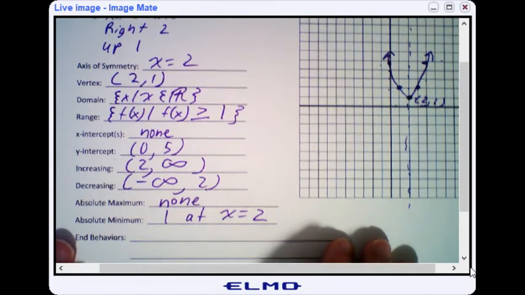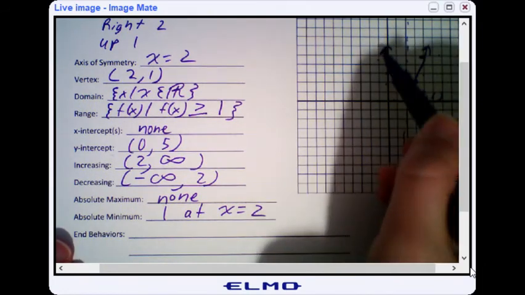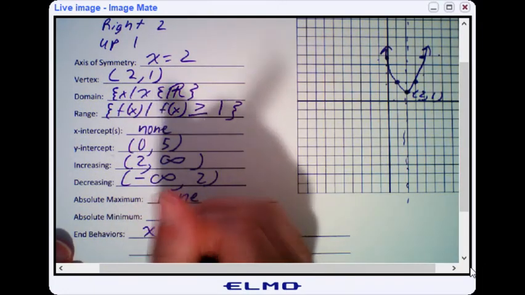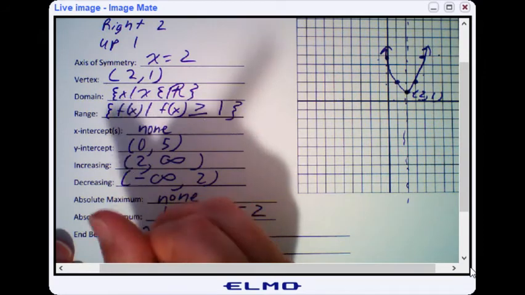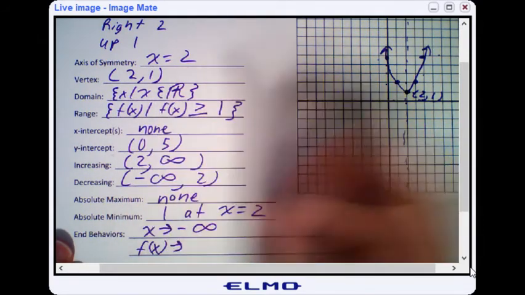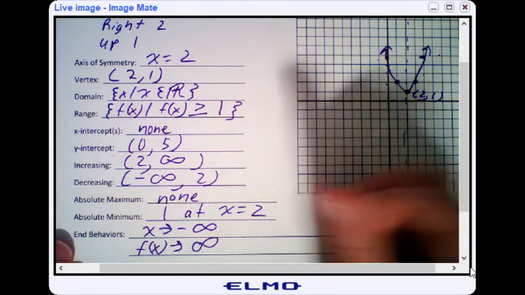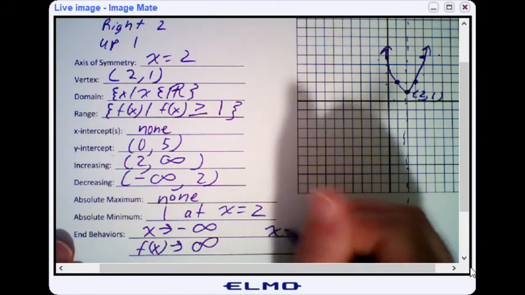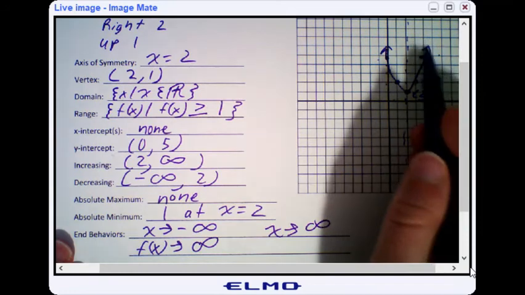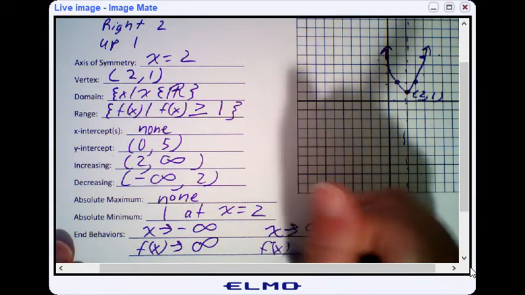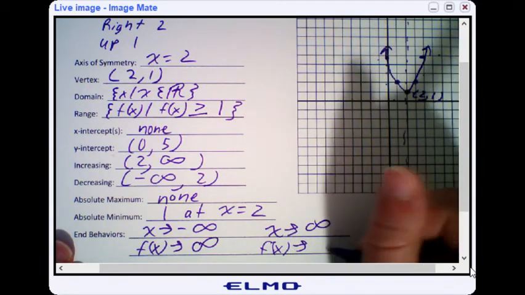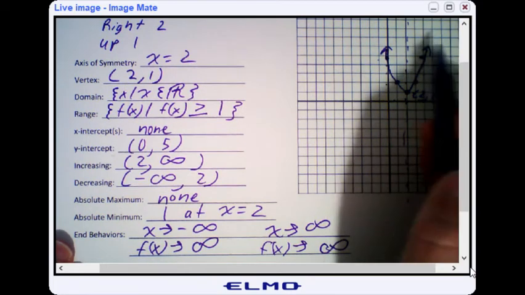For our end behaviors, for my left arrow, because I'm going left, x approaches negative infinity. F of x, or y, is going to approach infinity because this arrow goes up. It goes left and up. For this area over here, x approaches positive infinity because I'm going right. F of x is going to also approach positive infinity because I go up. So I'm going right and up.